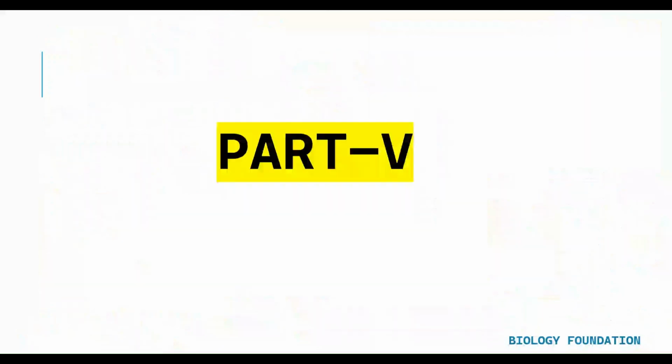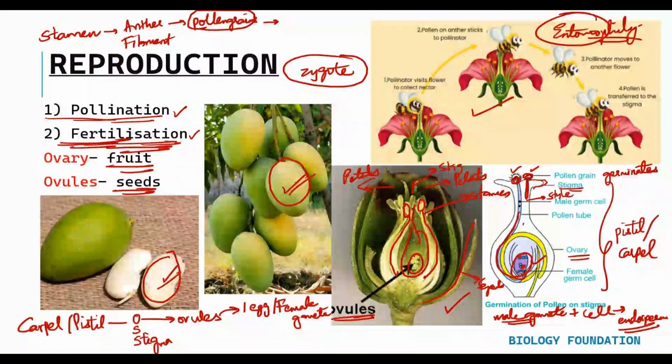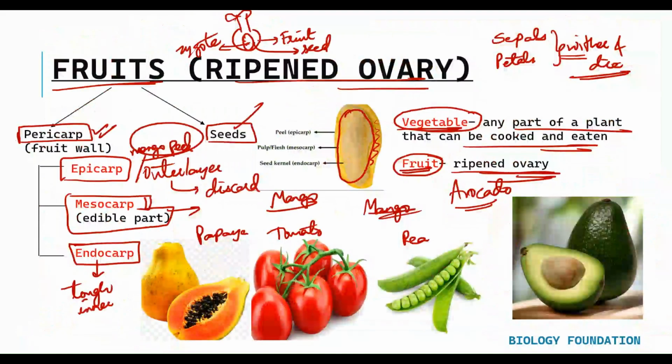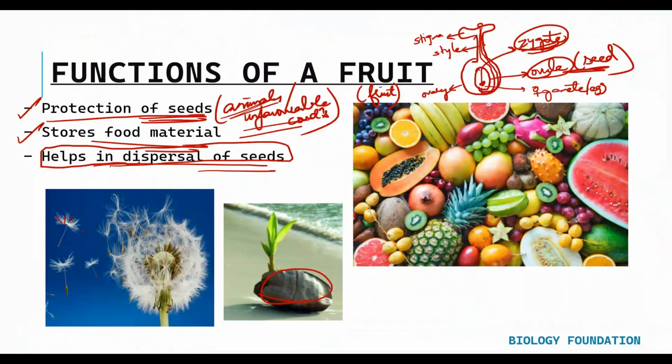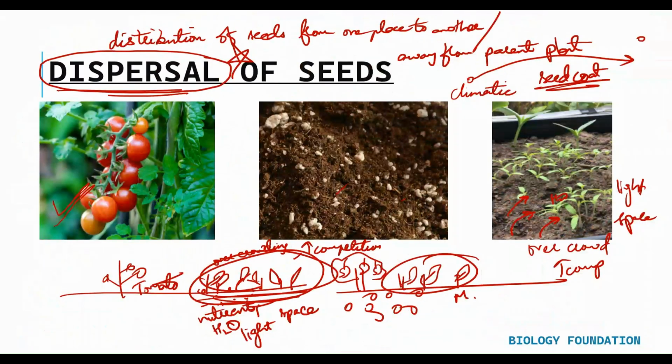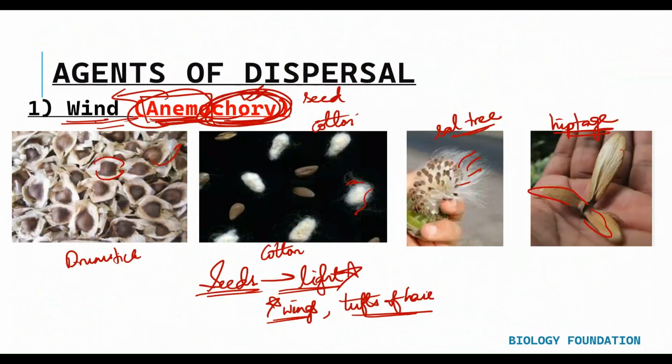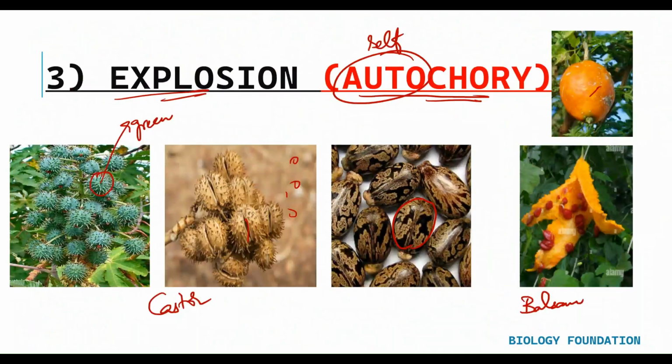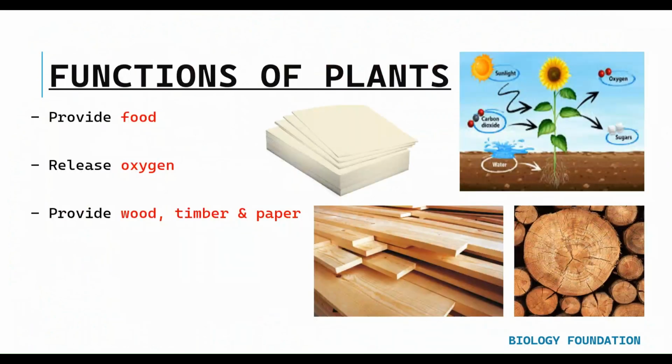So basically, in this video, I have discussed in detail the second step of reproduction, that is fertilization, and we have discussed the products after fertilization. One is fruit, which contains the fruit wall and the seed in it, and we have discussed the functions of fruit and seeds, how seeds have the baby plant or the embryo in it, and the cotyledons provide nourishment to the seeds. And what actually is seed dispersal, why it is very important, and who is doing this seed dispersal. The agents can be wind, water, or the plant itself, or it can be animals.